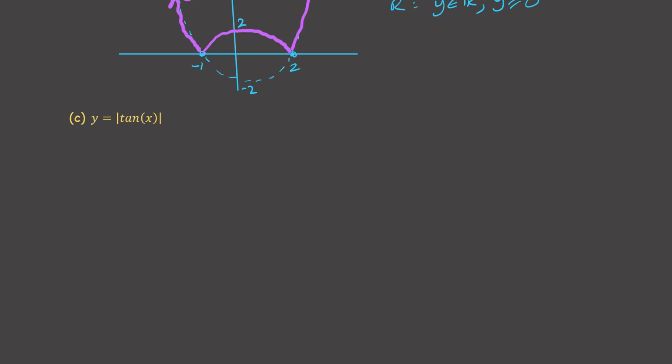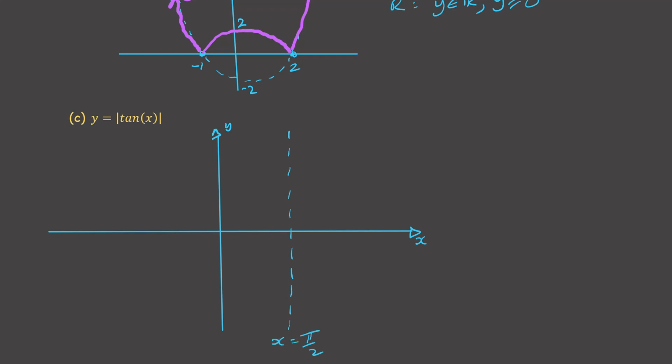Then we've got y equals tan x. This one's mod tan x. Well, let's think about tan x. Well, we know that there's a vertical asymptote here, x equals pi by 2, and there's one over here at x equals -pi by 2, and there would be one here where x is 3 pi by 2, and one over here where x is -3 pi by 2.